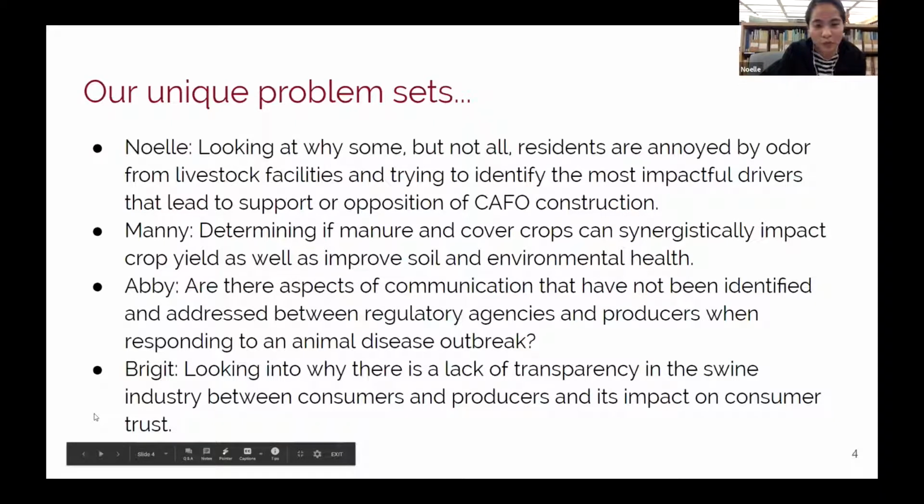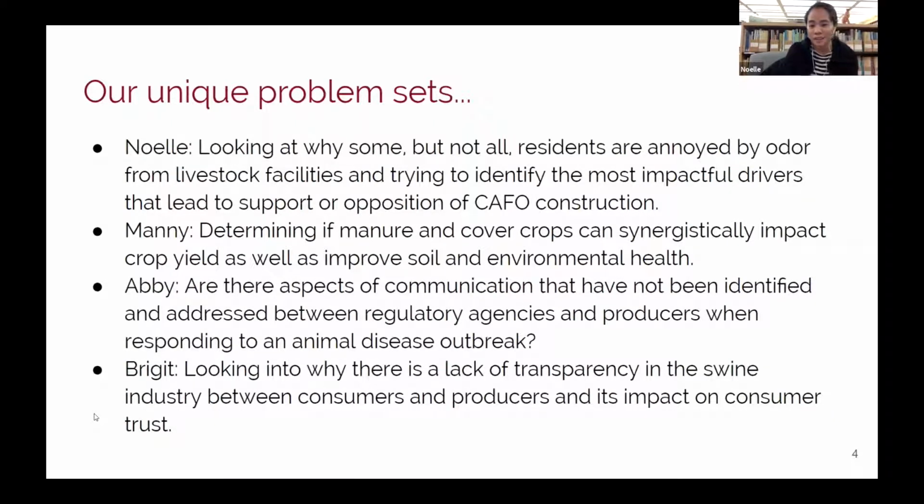So just very briefly, these are our problem sets. For me, I am investigating why some residents are annoyed by odor from livestock facilities. And I'm trying to use the systems thinking approach to identify impactful drivers that lead to support or opposition of CAFO construction.